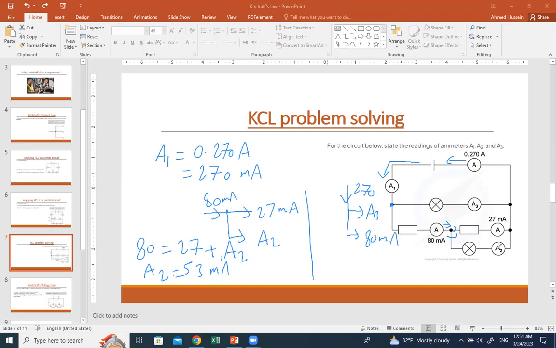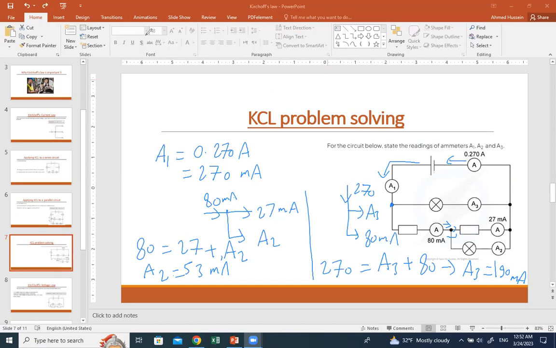Of course, we couldn't involve A2, because there is another junction here, so we cannot pass it from junction to junction. It is one branch, and we are talking about only this branch. So we have 270 milliampere equals A3 plus 80. And easily, if we subtract 80 from both sides, we get A3, which equals 190 milliampere. Easy, straightforward, just focus on the junction. Current entering the junction equals the current leaving the junction.